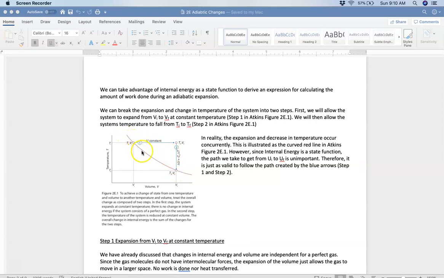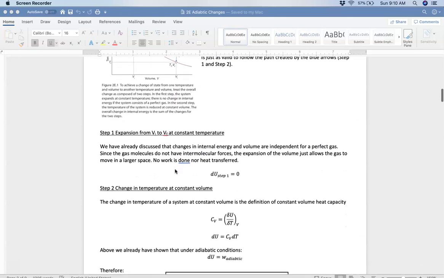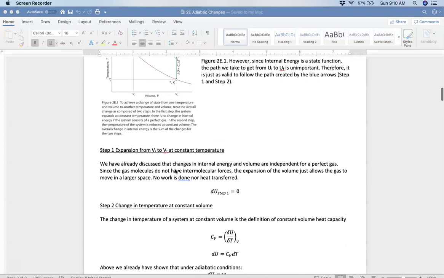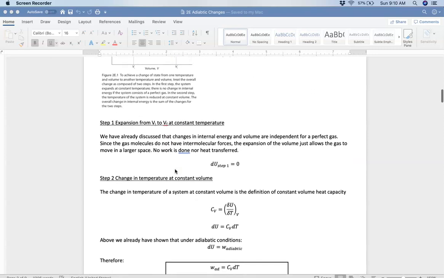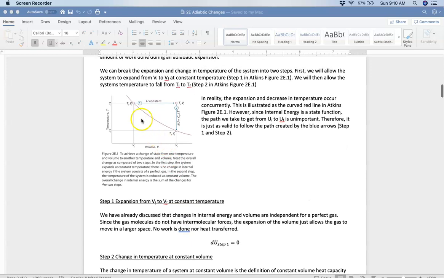Instead of following the actual path that you observe physically in real life, this red line, we can break it into two processes. One is an isothermal expansion, and then we're going to have an isochoric cooling, and we'll end up at the same point. By adding these two steps together, we can find the internal energy change between the two states. So let's break that down into two steps, and follow through the calculations to see if we can calculate the change in internal energy, or derive an equation from this process.